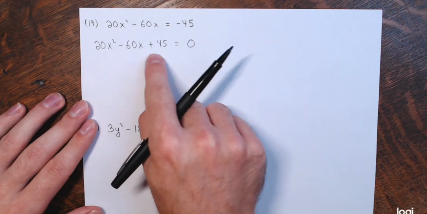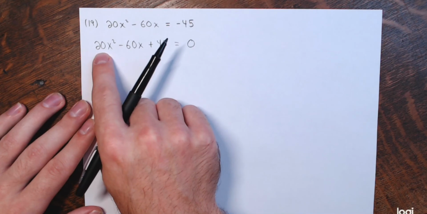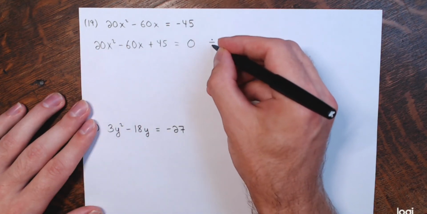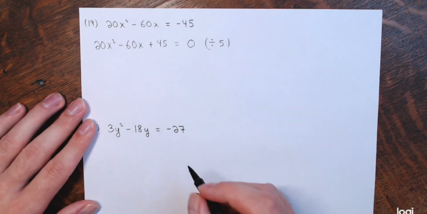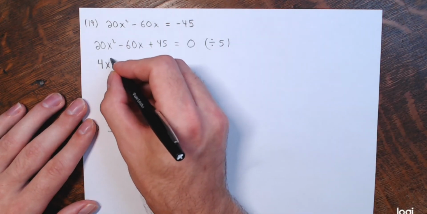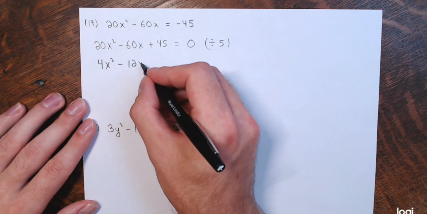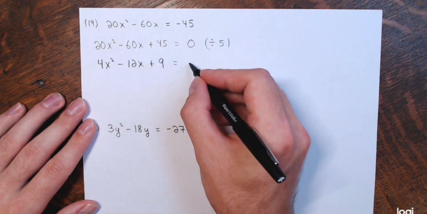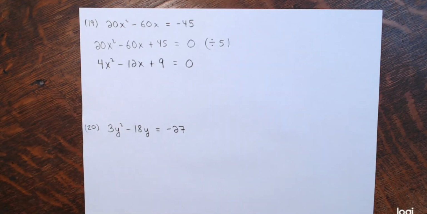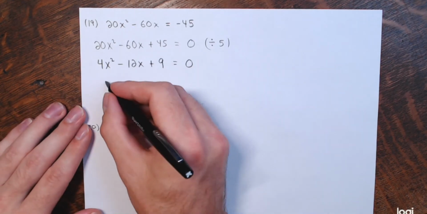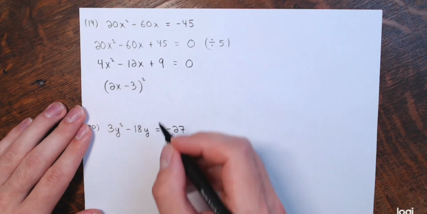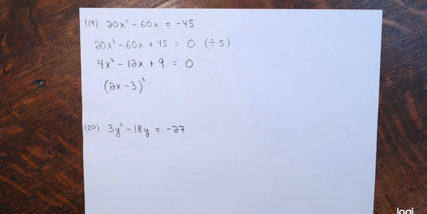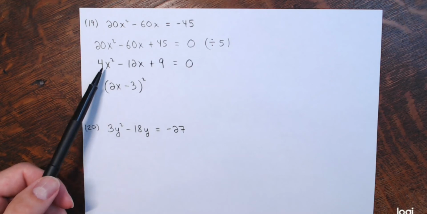Now something I'm noticing is that all the coefficients are a multiple of 5, so what I'm going to do is divide both sides by 5. It's an equation. That'll give me 4x squared minus 12x plus 9 equals 0. When you factor this polynomial, it would end up being 2x minus 3 squared. Right? It would be 2x minus 3 times 2x minus 3. It's what they call a perfect square trinomial.